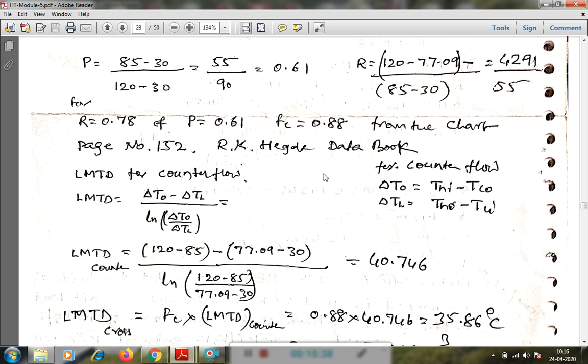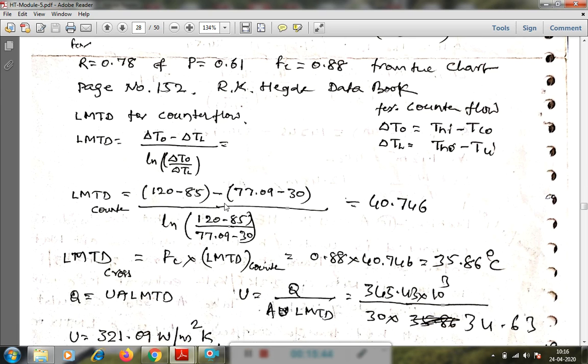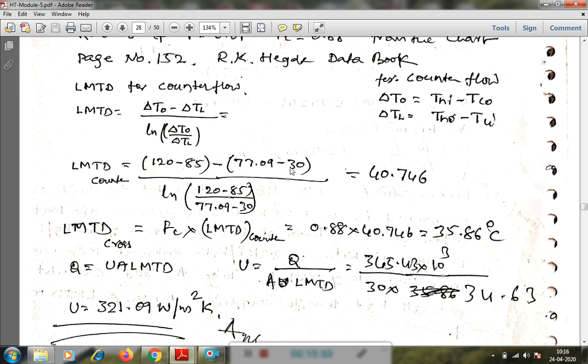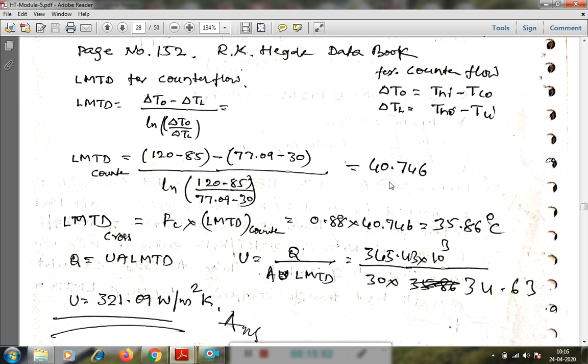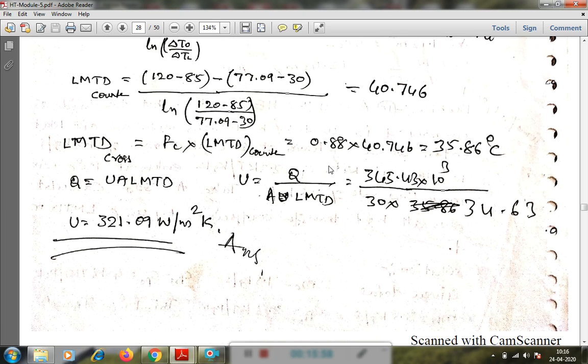Okay, after getting the correction factor, we have to take the LMTD for the counterflow. It is the same equation: delta T naught minus delta TL by ln of delta T naught by delta TL. This is the LMTD for the counterflow heat exchanger. Then LMTD for the cross flow heat exchanger is Fc into LMTD for the counterflow heat exchanger. This 0.88 into 40.746 is equal to 35.86 we are going to get.